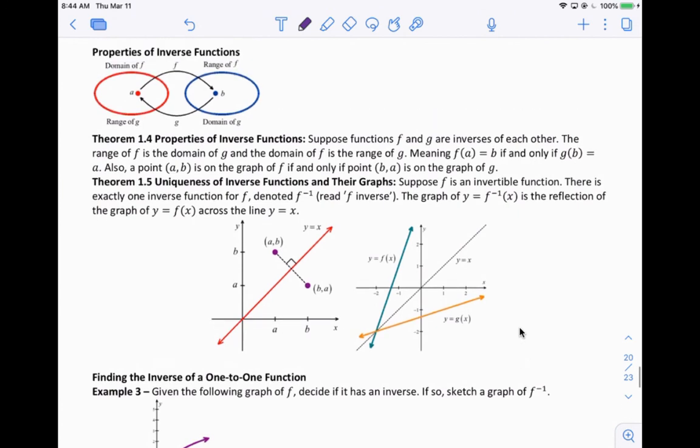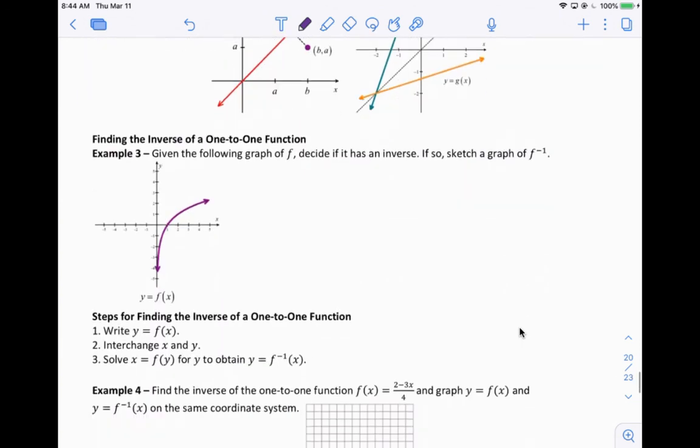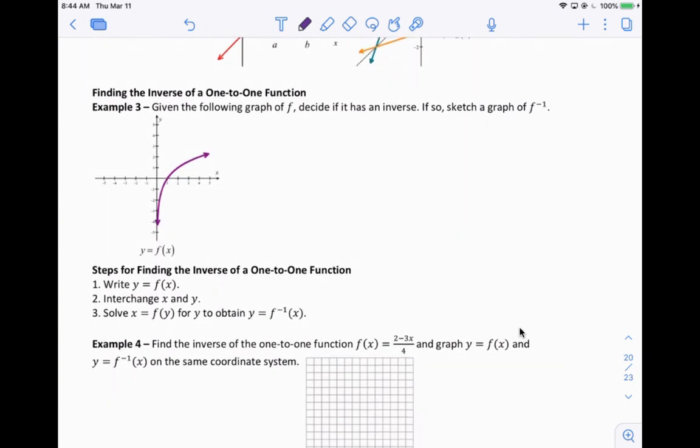But basically, in general, inverses undo each other. All right, we'll see you in the next video for a reminder on how to find an inverse.